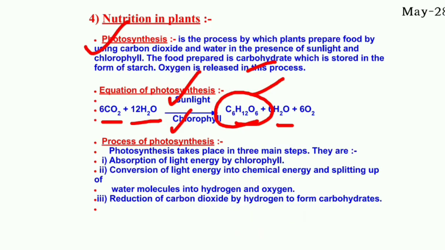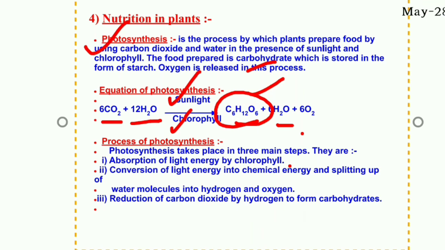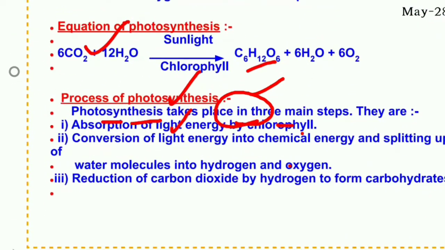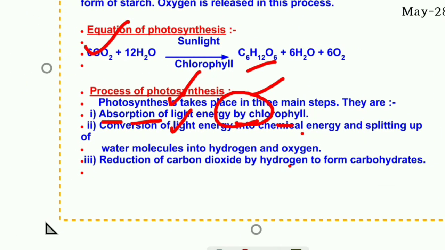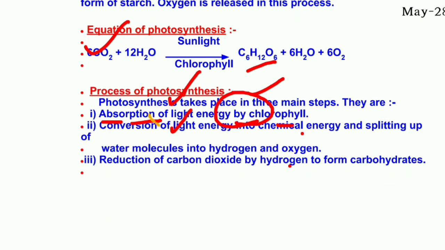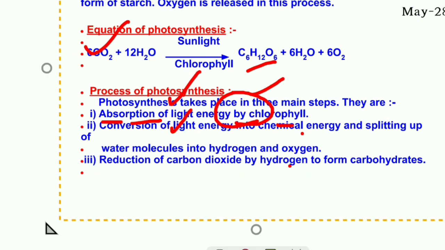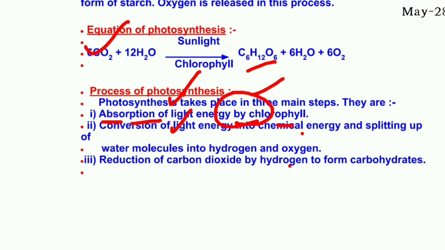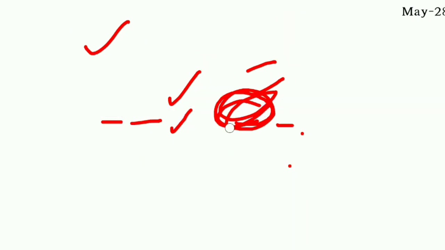So what exactly happens in the process of photosynthesis, we will be learning about. There are different processes occurring there. In the very first stage, what would happen? Photosynthesis takes place in 3 stages. The first stage is the absorption of light by the chlorophyll. Now this chlorophyll, as we have just seen, absorbs the sunlight.